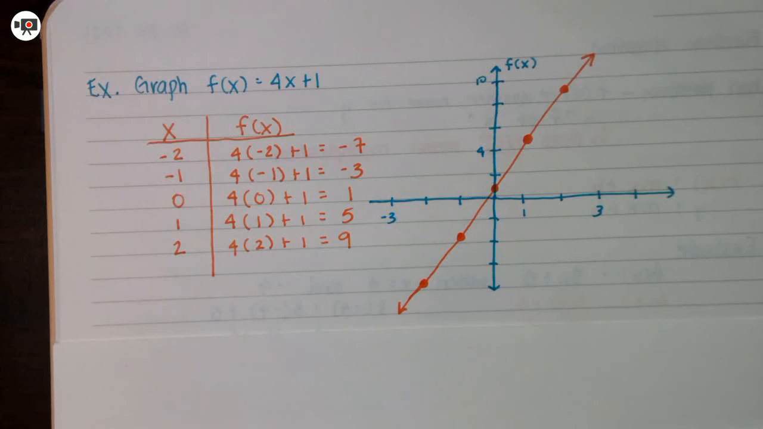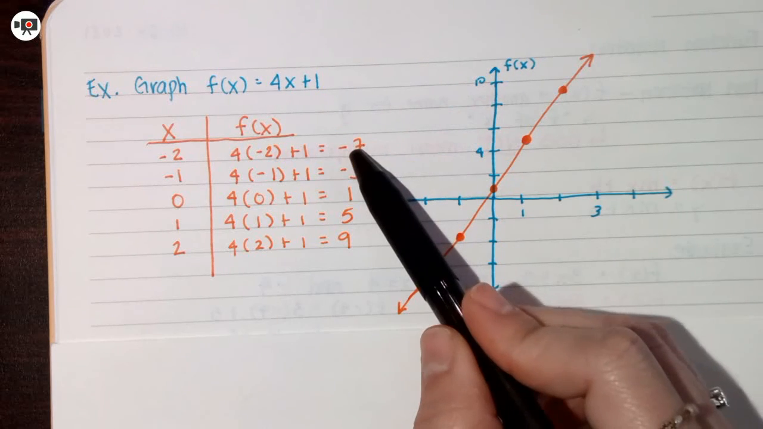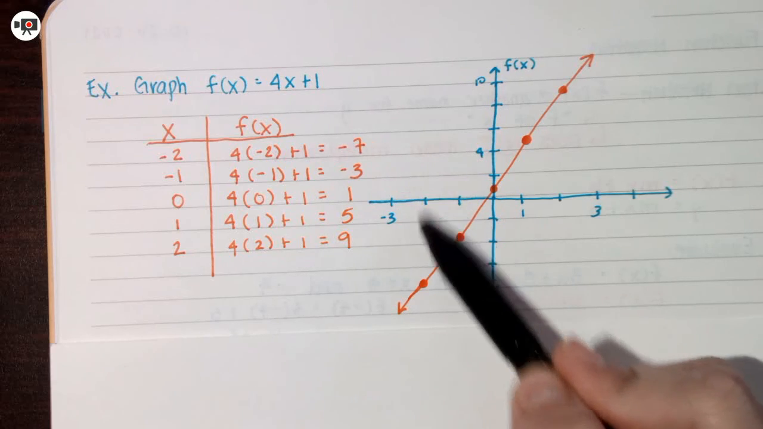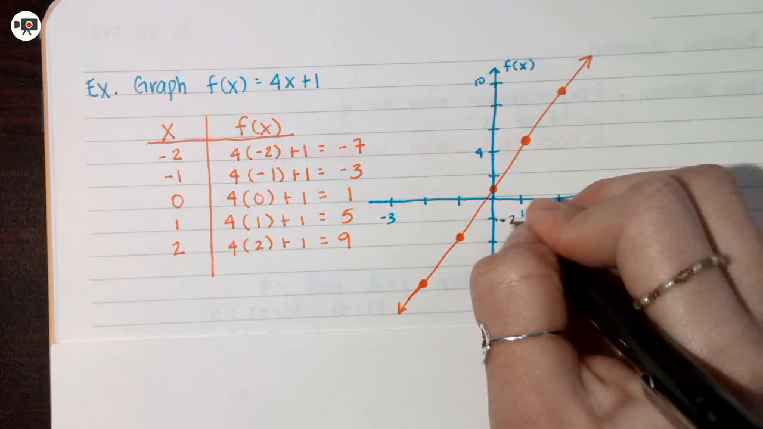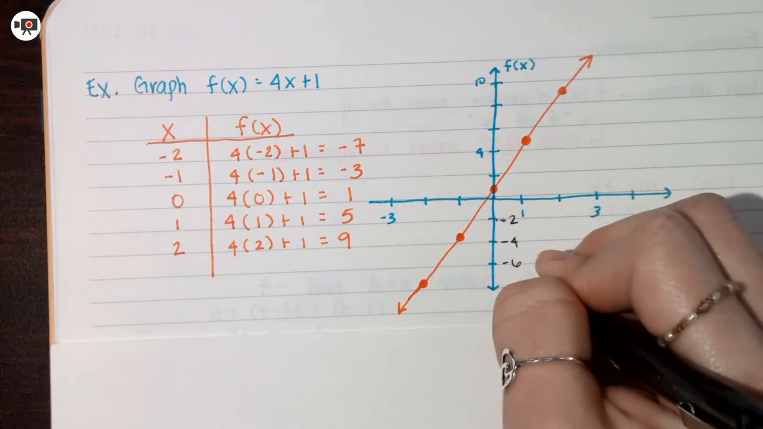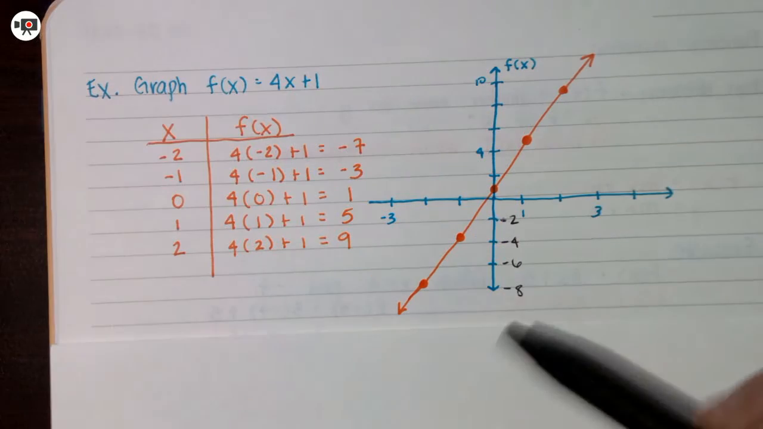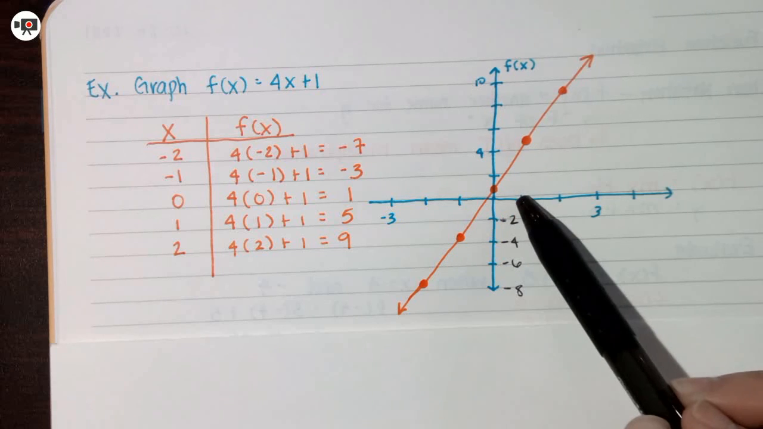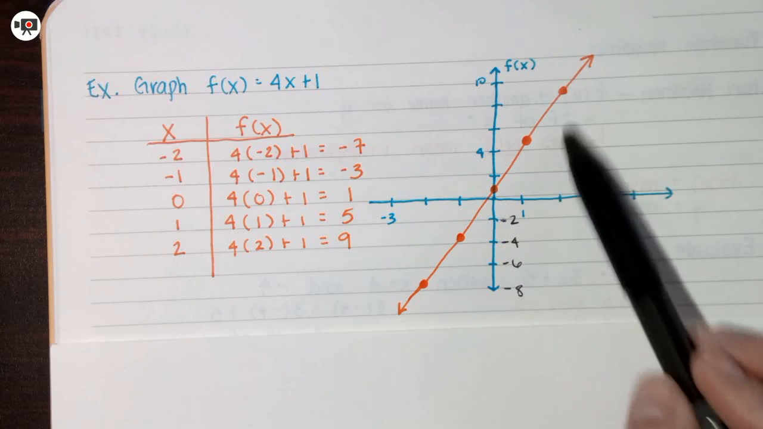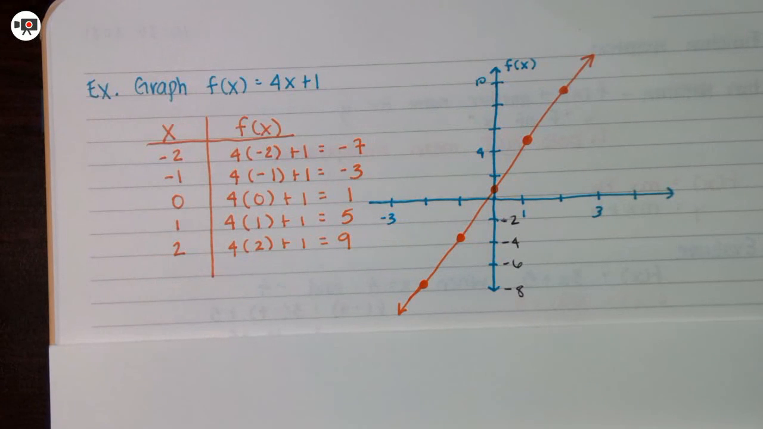So on my graph here, I would start by going to negative 2, and then my f of x, my output, which is my y value, is negative 7. So here these go negative 2, negative 4, negative 6, and negative 8. So between 6 and 8 is negative 7 here. I have negative 1, negative 3, 0, 1, 1, 5, and 2, 9. Then I connect them. There's no reason that this would have a discrete domain, so I connect my points to make the line.